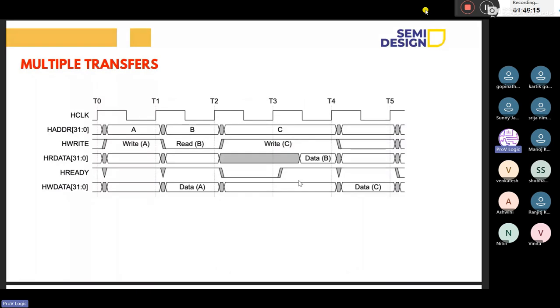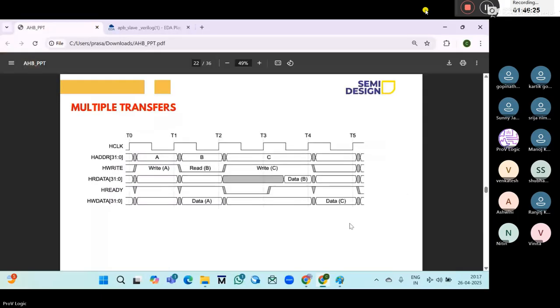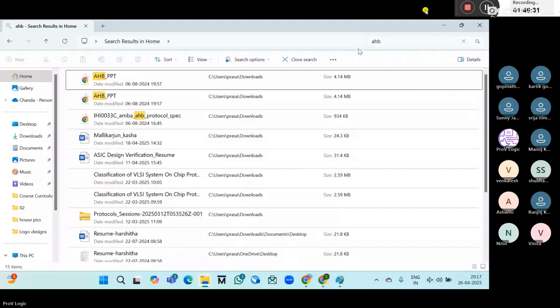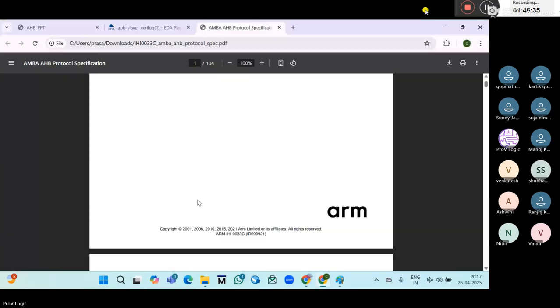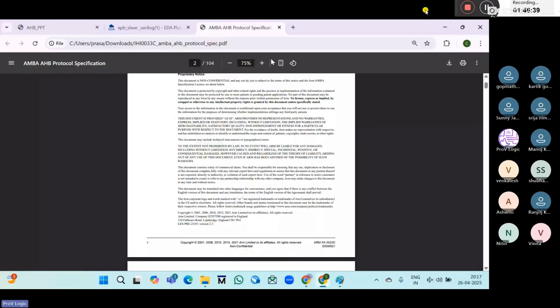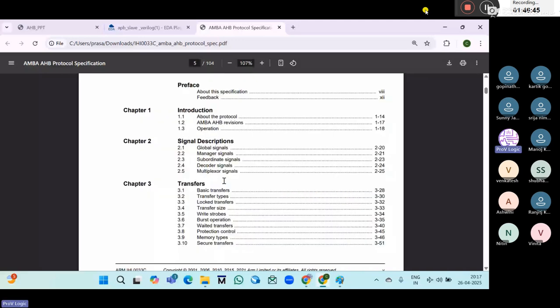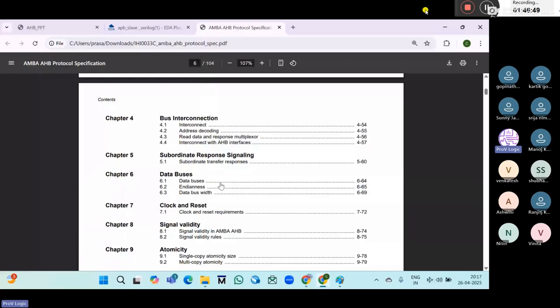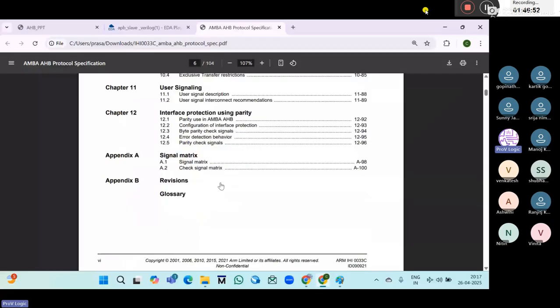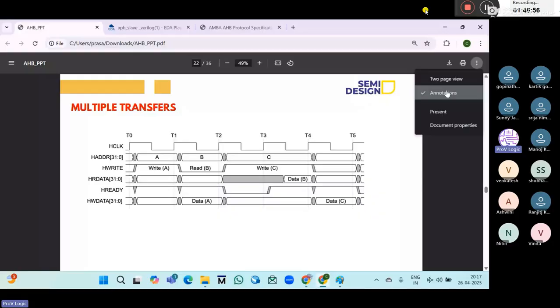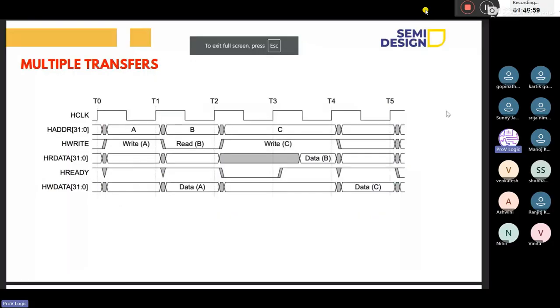Okay. I will share this PPT also and even the specification. I already told you, at least one time read the entire specification for the AHB protocol. There are nearly 104 pages. There are different types of transfers here. All are not important. Whatever important topics are there, I already mentioned in the PPT here. But at least one time, if you go through the entire specification, you will get more clarity. Okay. So this is what multiple transfers.